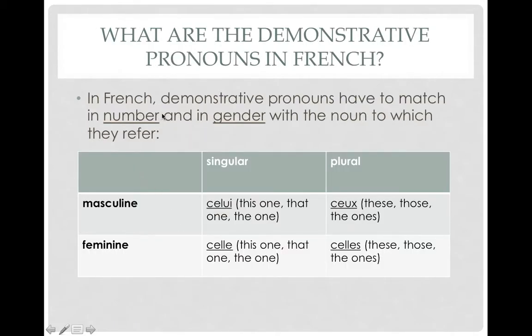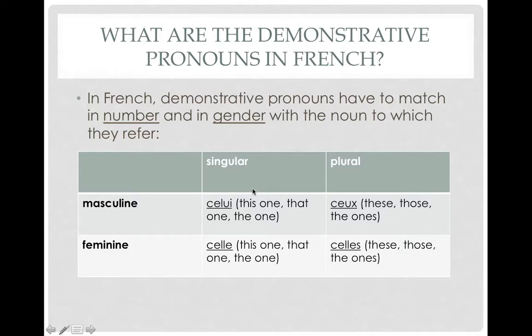Mais en français, comme toujours, les pronoms démonstratifs doivent s'accorder en nombre et en genre avec le nom qu'ils remplacent. Par exemple, en anglais, on utilise this one, that one, those ones. So in English, we use this, that, those, and it doesn't make a difference whether we're talking about something that's singular or plural, and we don't have masculine or feminine in English. But in French, it does make a difference.